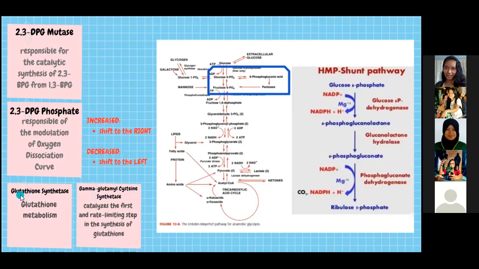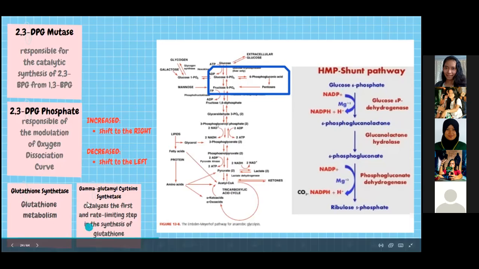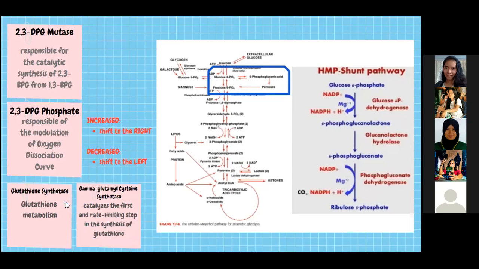So the glutathione synthetase is responsible for the metabolism of our glutathione, and this gamma glutamyl cysteine is responsible for catalyzing the first and rate limiting step in the synthesis of glutathione. So take note that these two enzymes are responsible for the metabolism to create glutathione. So now, what is the role of the glutathione and why does it need to be formed?